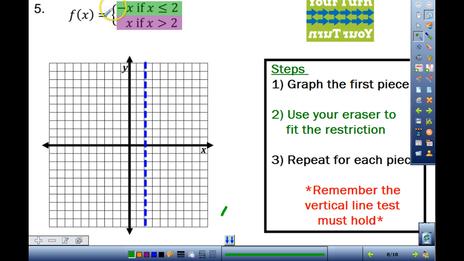All right, so I know the top one, which is less than 2, that's going to be to the left. Less than is left. And y equals x will be on the right.